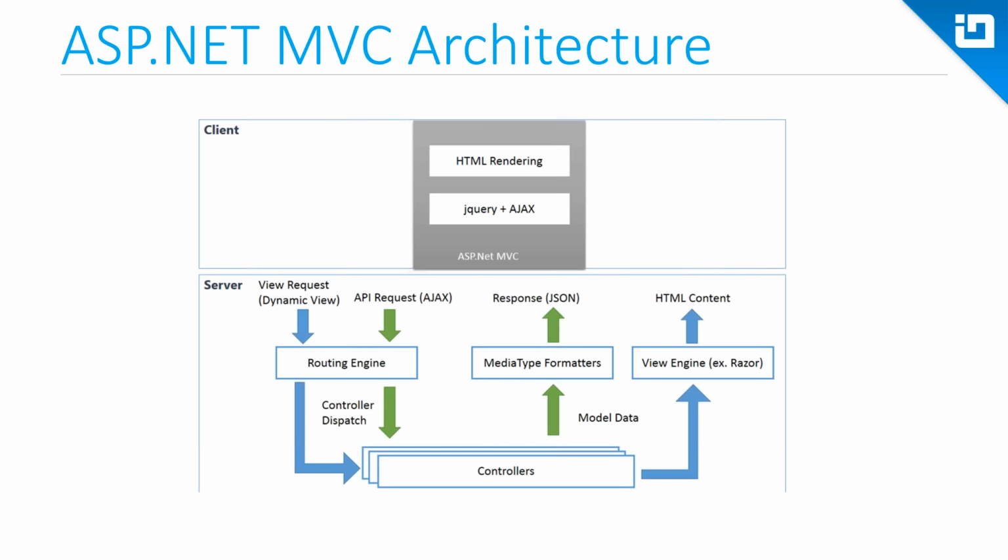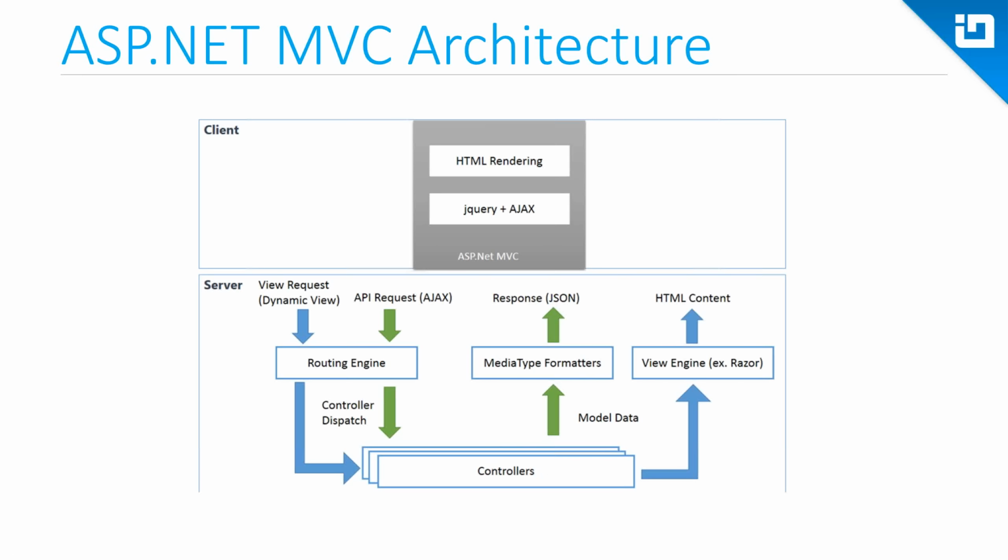You have the ASPX option, but the more popular one is Razor. Ignite UI works with both. And the other piece is the API request, and that's what you were seeing earlier, which is the Web API. So again, it comes in through the same engine essentially, and it just chooses an API controller, and then it will use media type formatters to respond with JSON. And it does a lot of the heavy lifting for you in terms of translating your C# objects to JSON, which can then be consumed on the client side.